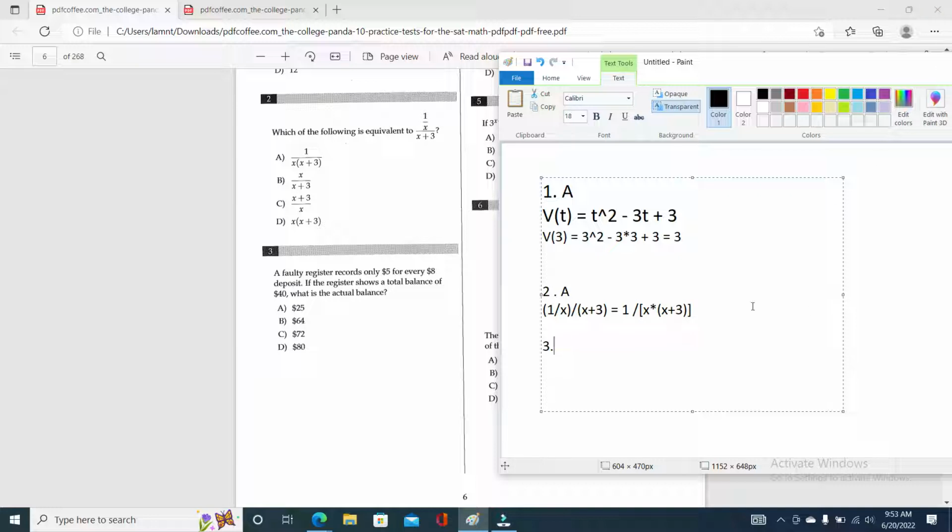Okay, number 3. A cash register records only $5 for each $8 deposited. So if $8 is deposited, it's going to record 5. So $8 returns 5.